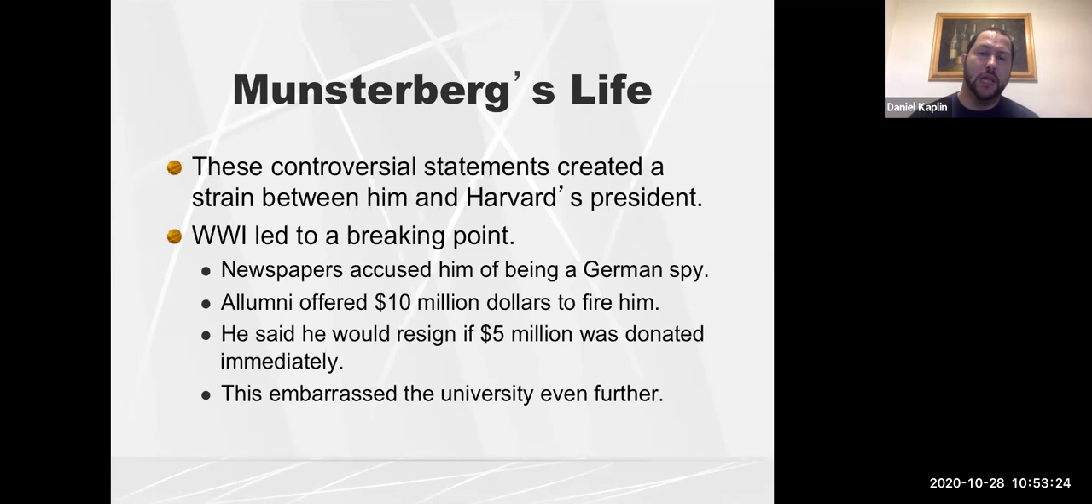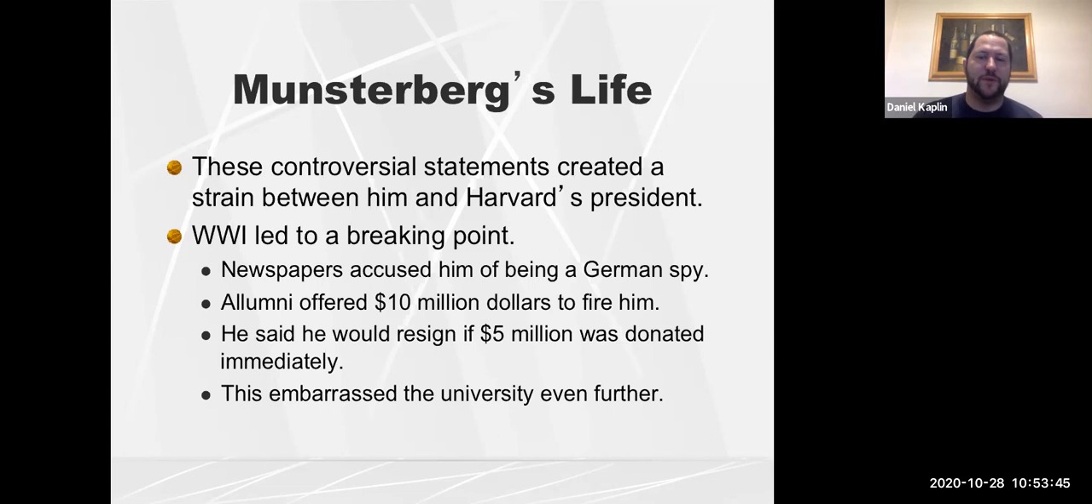So alumni start to offer a $10 million endowment. Again, keep in mind, this is the early 1900s. What was $10 million? It was a lot, right? Still a lot, actually. But $10 million they would give if they just fired him.